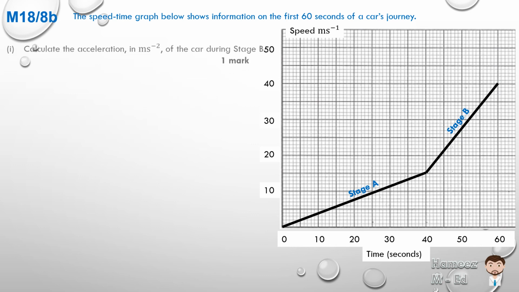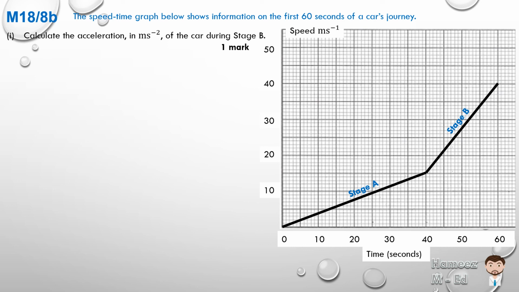Part 1. Calculate the acceleration in meters per second squared of the car during stage B. This is a speed time graph, and the gradient of the graph is the acceleration. So gradient of stage B, MB, is change in y over change in x, and the gradient is the same as acceleration. The change in y is 40 minus 15, which is 25, and 60 minus 40 is 20. 25 over 20 is 5 over 4, which is 1 1/4, or 1.25 meters per second squared. That's the acceleration of stage B.